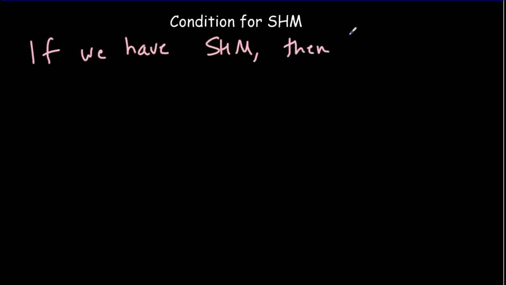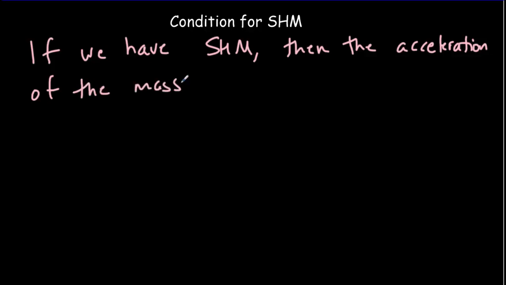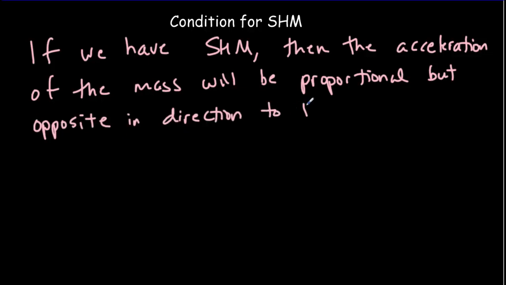So this proportional relationship between acceleration and displacement, or between force and displacement, is the defining condition for simple harmonic motion. That is, if we have SHM, simple harmonic motion, then the acceleration of the mass will be proportional, but opposite in direction to the displacement from the equilibrium position.